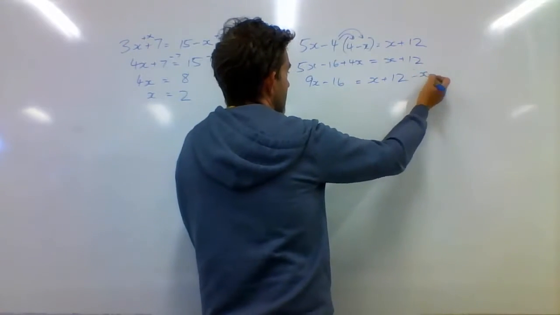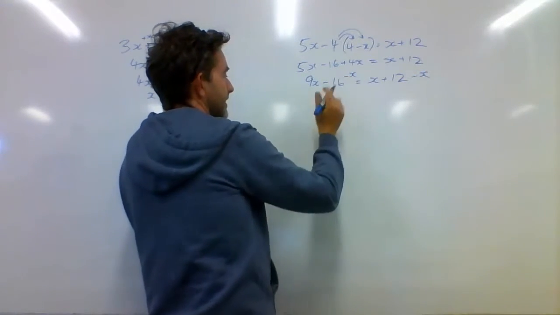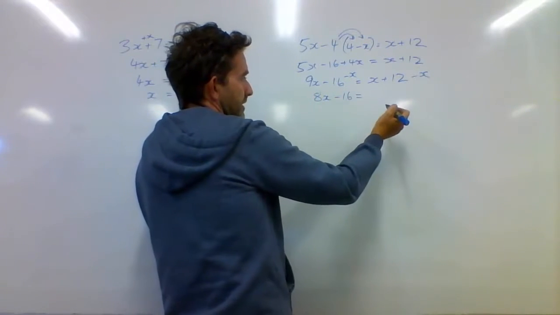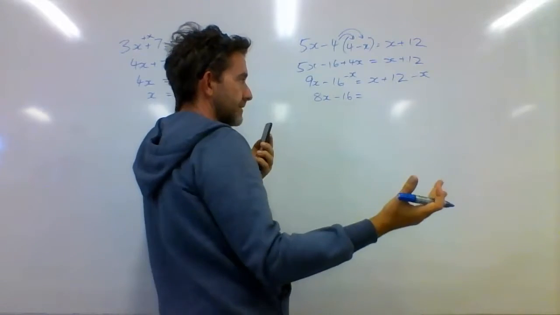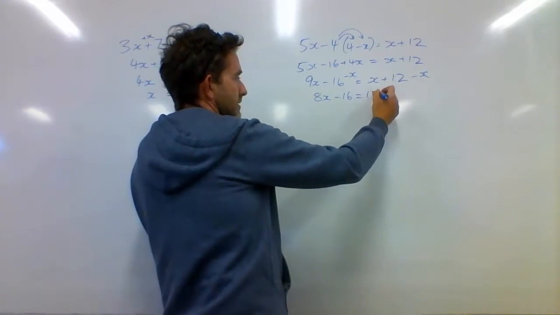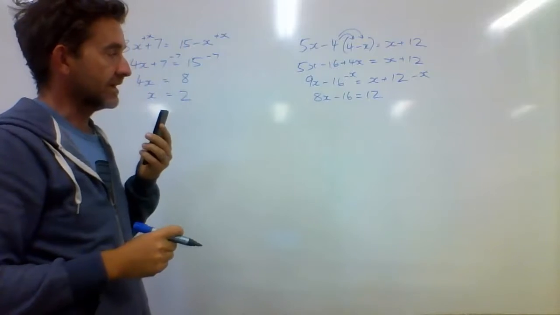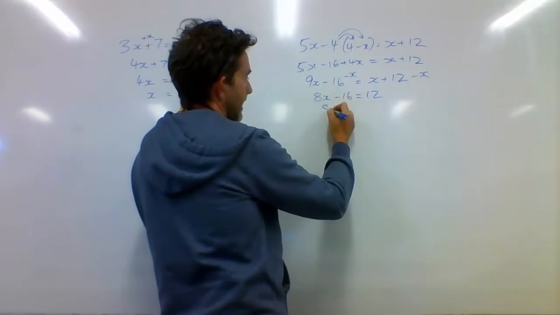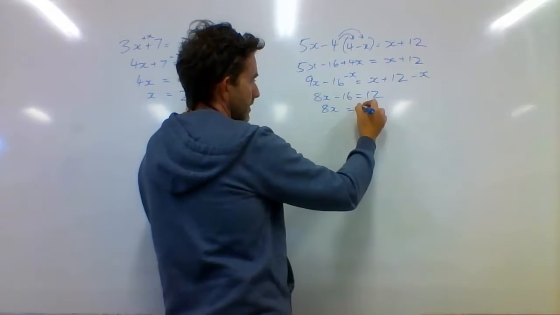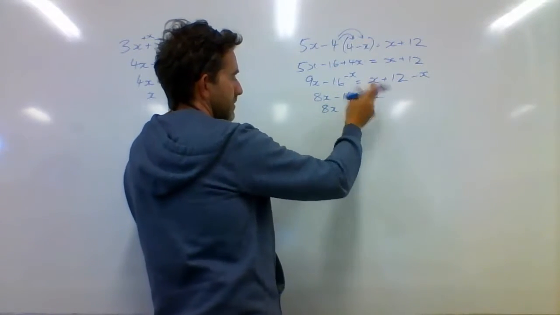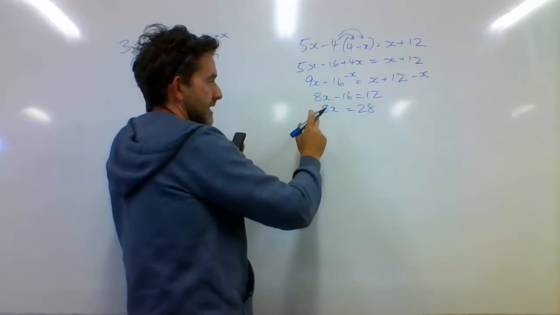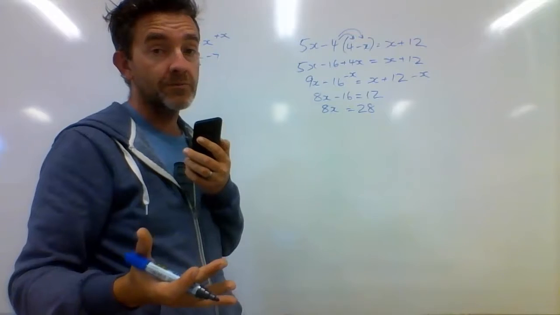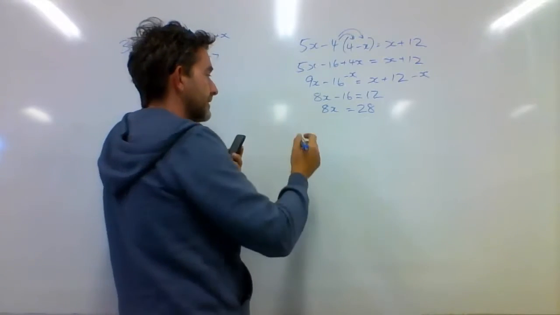Minus x over here, minus x over here, 9x take x is 8x, negative 16 still there, and that's going to be equal to x take x is no x, it's just going to be equal to 12. Alright, solving for this, I've got to add 16 to both sides. If I do that, 8x will be equal to 28, 16 plus 12, and that means, this one doesn't look very easy to solve by inspection, does it? Because it's not going to be a whole number answer. So let's just do it.